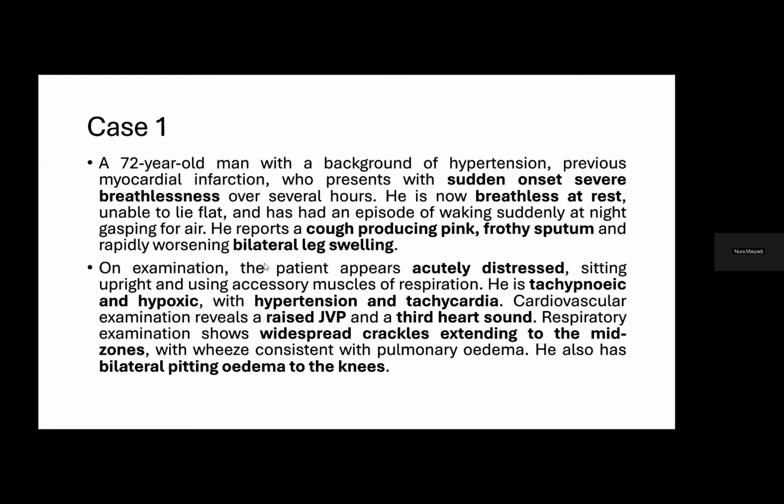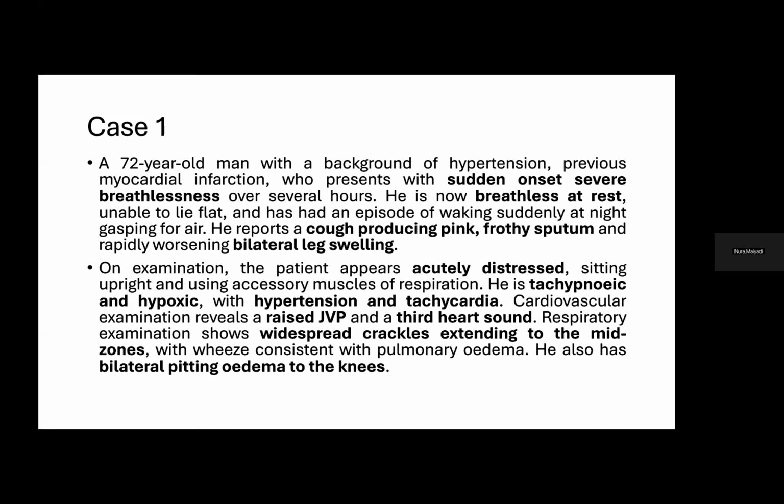So our first case is a 72-year-old man who's a known hypertensive with a previous infarct, who presented with sudden shortness of breath for a couple of hours. He's now breathless, as you're seeing him in ED. He's unable to lie flat. He's had episodes of shortness of breath at night, waking up with shortness of breath. He's also reported a recent cough, productive of frothy, pinkish sputum. He's also noticed recently that he's been getting worsened swelling in his legs.